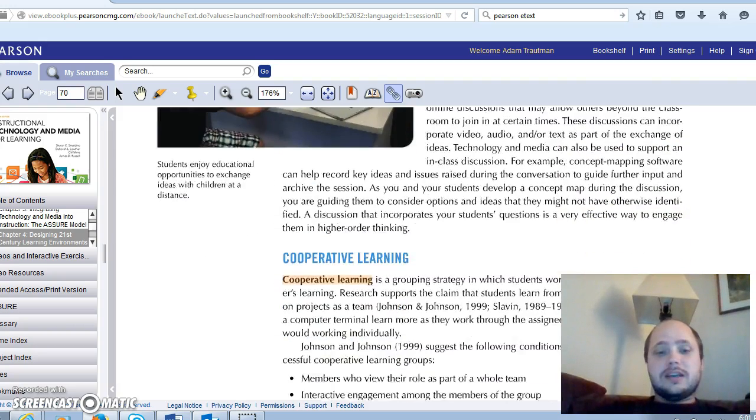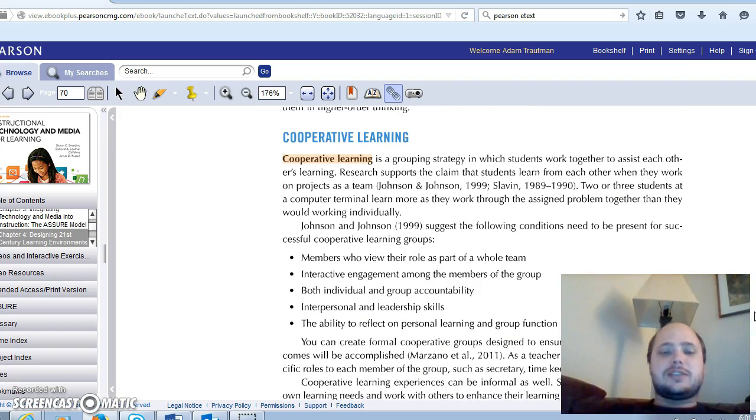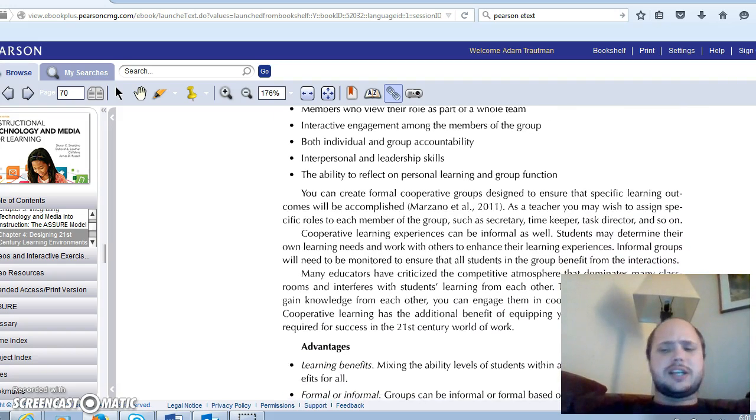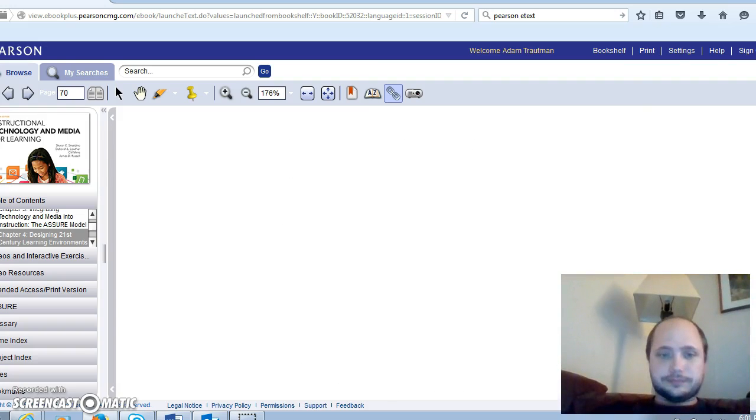The next one, cooperative learning. Lots of cooperative learning in my classroom as well. Both group and individual, where they have different jobs. They have roles that they must complete so that their team is successful. I wouldn't say I use it quite as much as the others, but I do use it quite often.